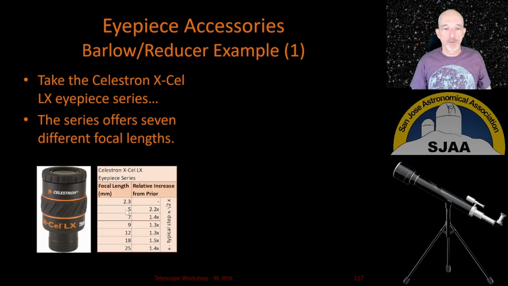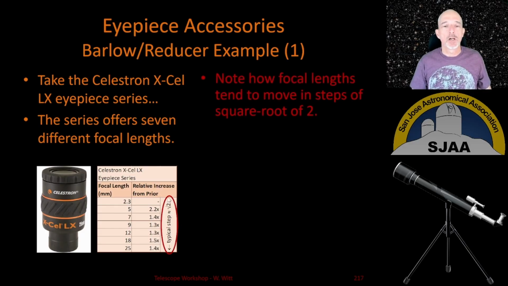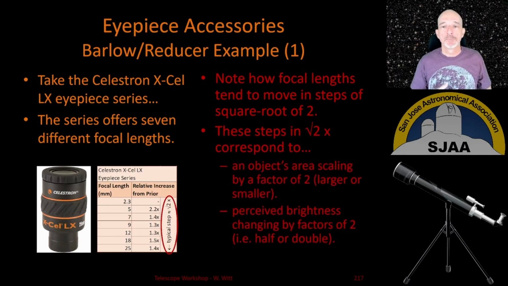And one interesting thing to note here, by the way, is how the steps work. From 2.3 to 5 is 2.2x, from 5 to 7 it's 1.4x, and then you can see 1.3, 1.3, 1.5, 1.4. So most of these steps are essentially the square root of 2. This is pretty common, so that the focal lengths are stepping in increments of square root of 2 or thereabouts. The reason this happens is that these steps of square root of 2 correspond to an object area scaling by a factor of 2.